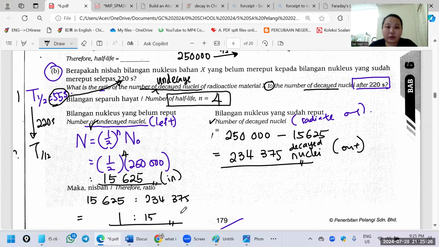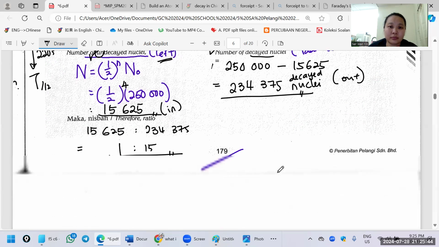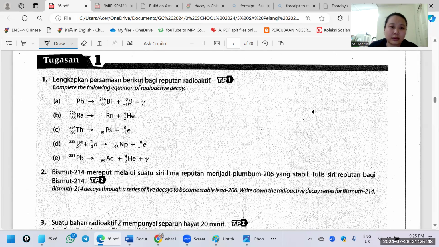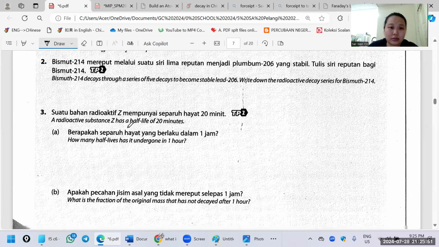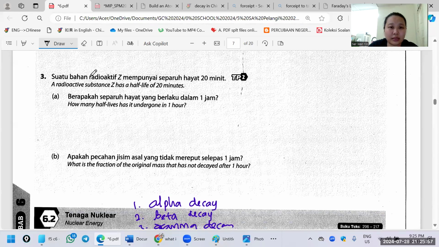Yeah, I believe you feel blown up by this. So remember, undecayed means still left. Decayed already means out, radiated out. Okay, now let's see this one. Okay, this number 2, you just cancel; something is missing here.